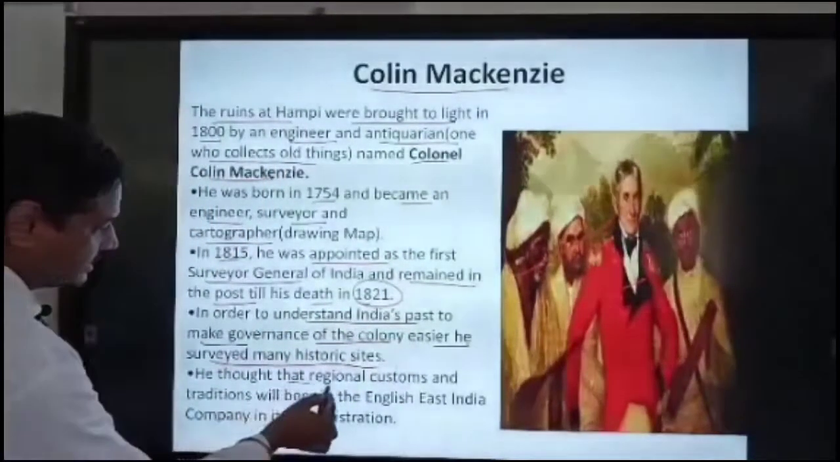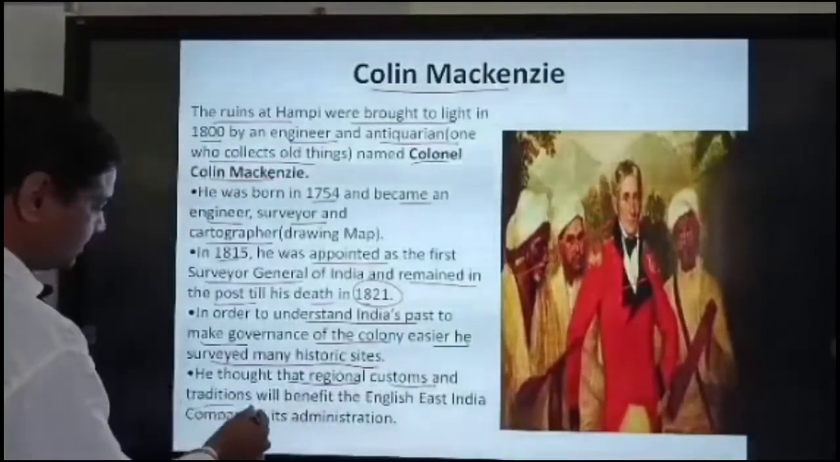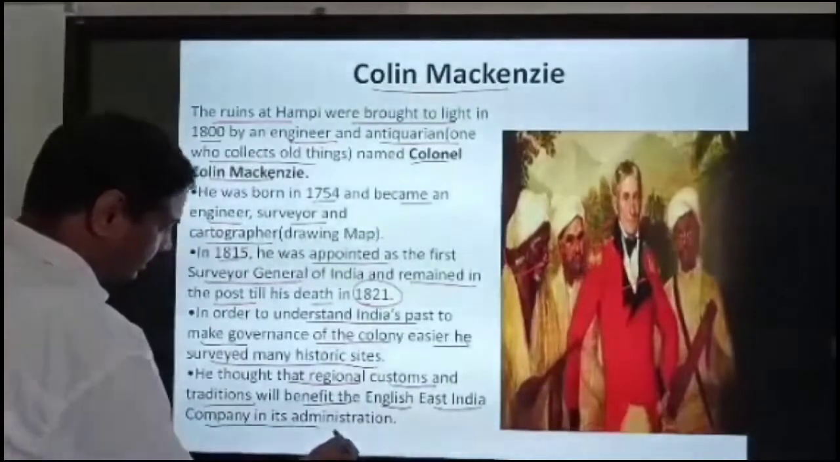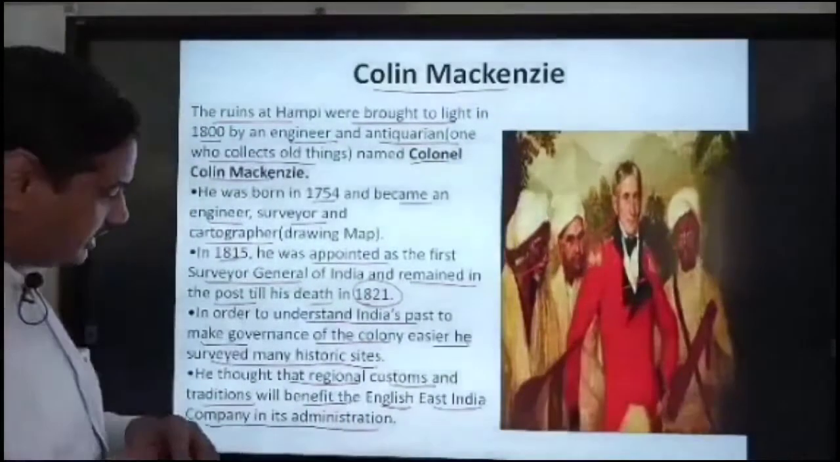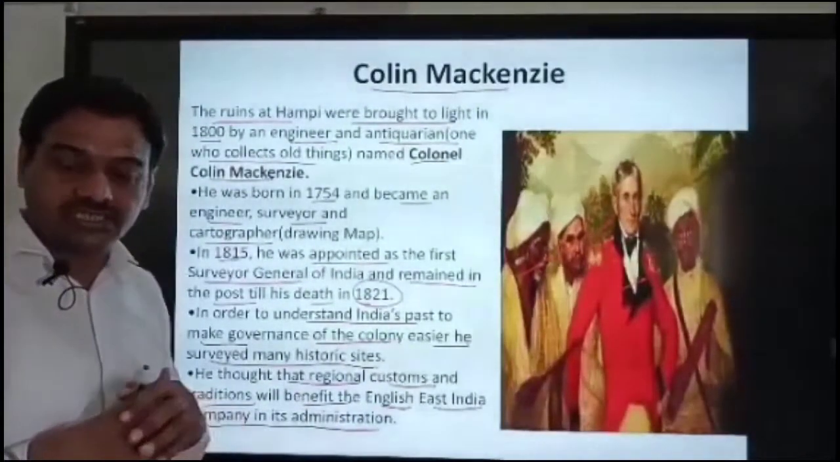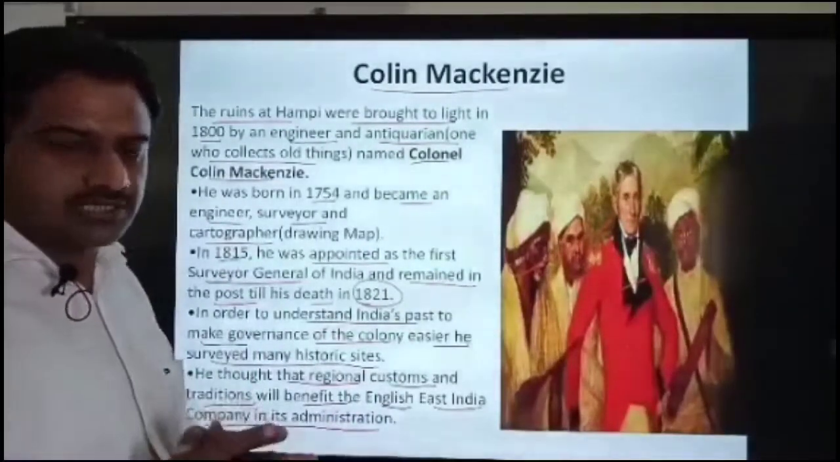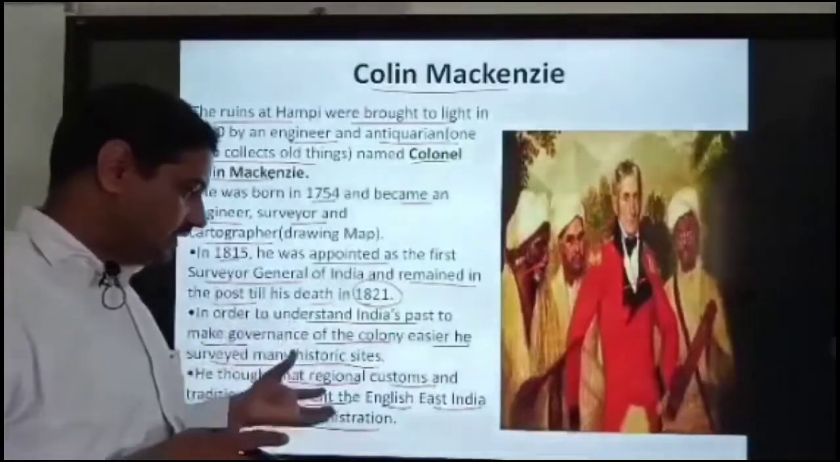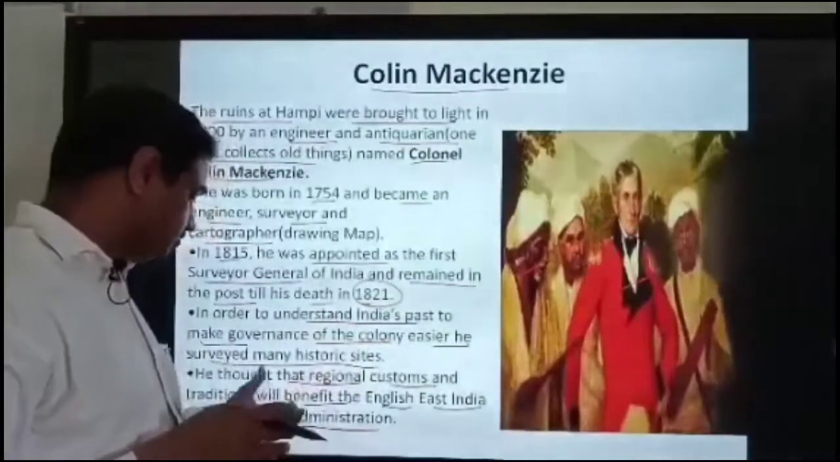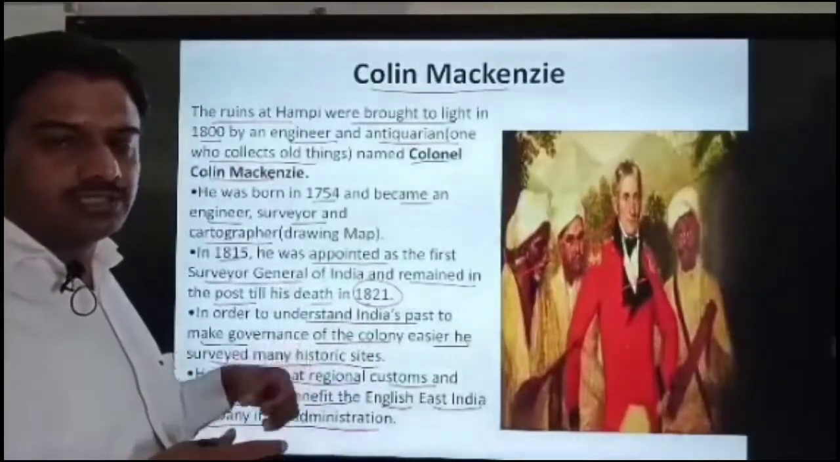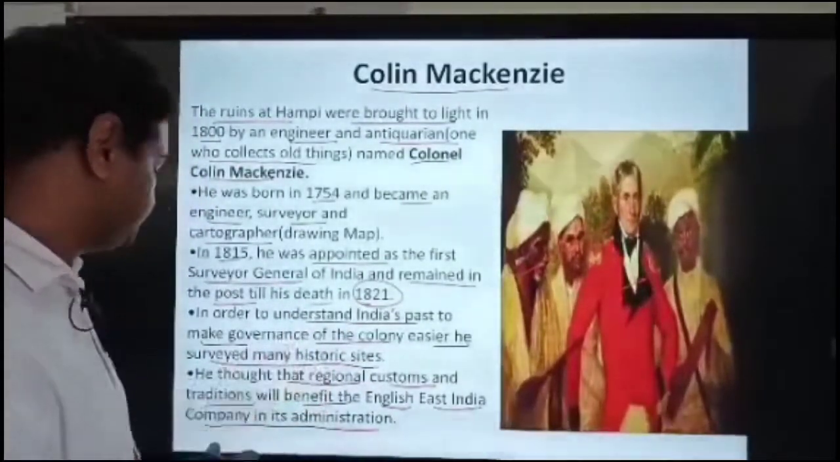He thought that the region's customs and tradition would benefit the English East India Company in the administration. The company which came to India from Britain, that is the English East India Company, set up their rule in India after the Battle of Plassey. So they wanted to take help from the historians and surveyors to know about its culture and its tradition, so that they could rule the Indian people in a better way.